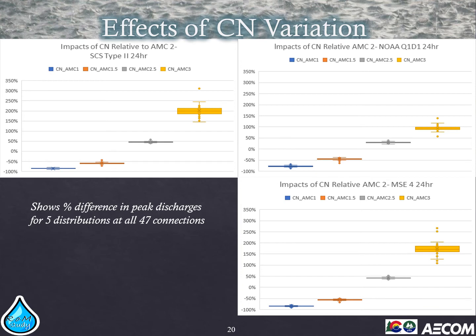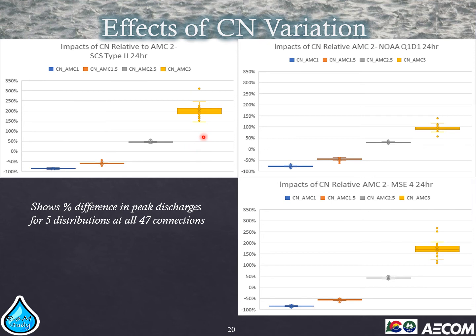So this graphic is a box and whisker plot intending to show the relative spread of the influence of curve number variation on peak discharges. And if you recall, we tested 5 different curve numbers, so shown across here, except we're doing it relative to AMC2, so AMC2 is not shown because that would be relative to itself, right at 0%, obviously. So here are our different distributions relative to that. And these plots show a spread of the 5 different distributions that we did. We did the 6-hour and 24-hour for the SCS Type 2 and Q1, D1, and then the nested MSC2. And so these are the results of those 5 distributions at the 47 connections, which are represented in these box and whisker plots here.